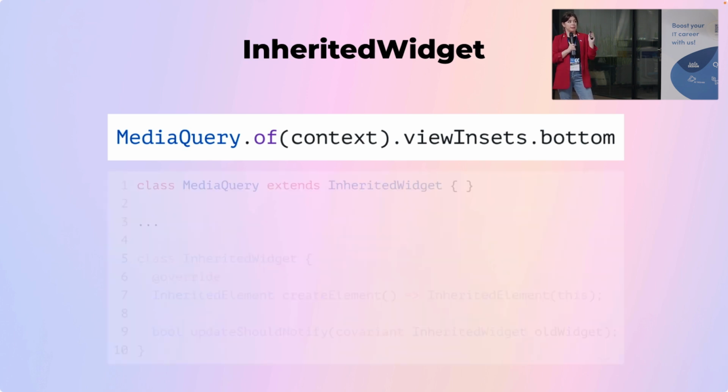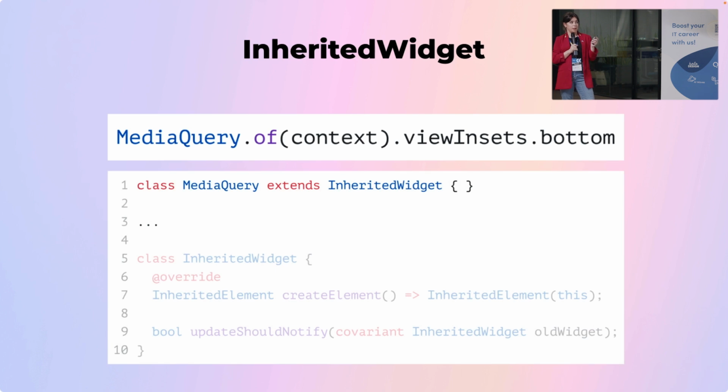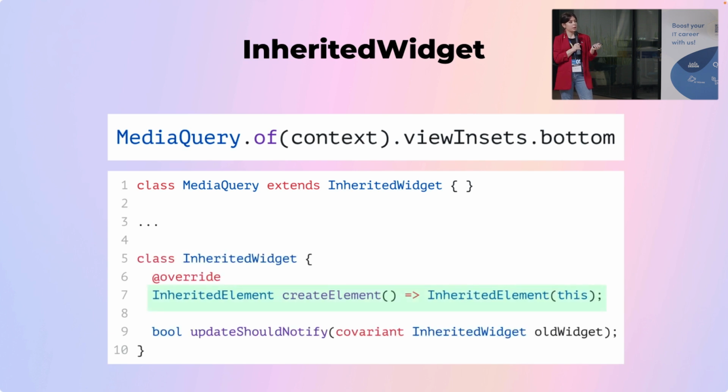So let's take a look inside of MediaQuery to understand how does this happen. So first we see that class MediaQuery extends InheritedWidget. This is a new type of widget for us today. My highlights: the method that we have already seen many times, createElement, it creates inherited elements.